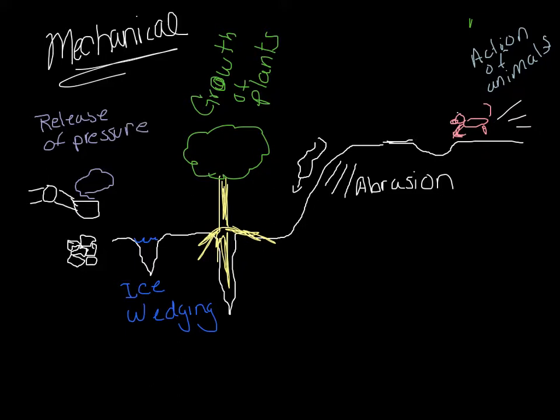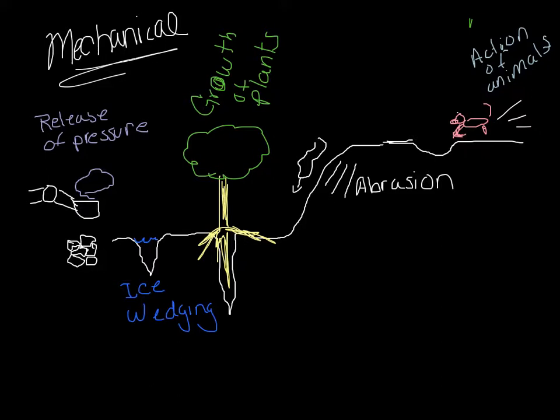Okay, so if we look, we have several different types of mechanical weathering. We have release of pressure, ice wedging, the growth of plants, scratching, called abrasion, and the action of animals.